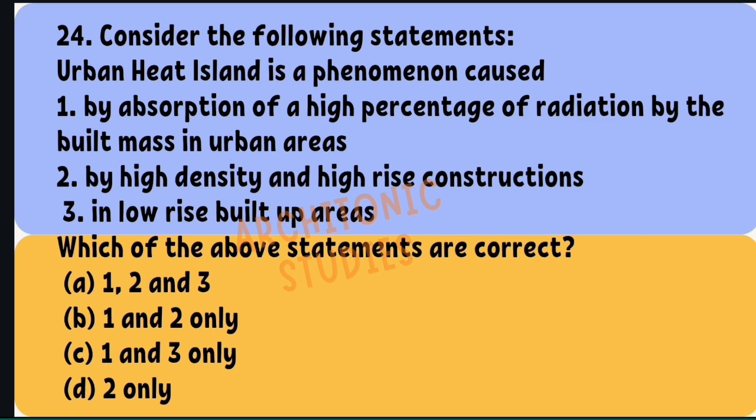Consider the following statements. 1. Urban heat island is a phenomenon caused by absorption of a high percentage of radiation by the built mass in urban areas. 2. High density and high rise constructions in low rise built-up areas. Which of the above statements are correct? 1, 2 and 3; 1 and 2 only; 1 and 3 only; 2 only. And the answer is B, 1 and 2 only.